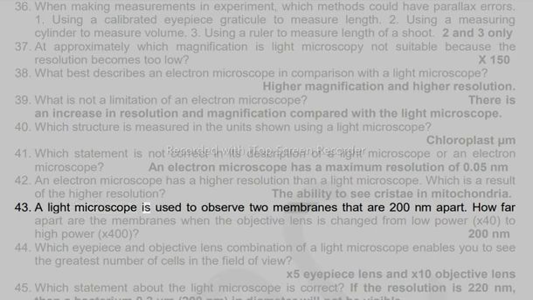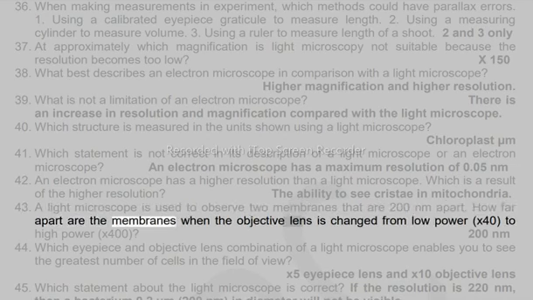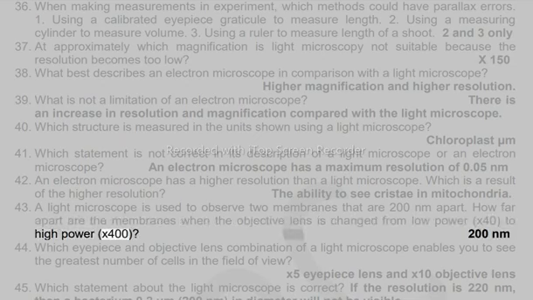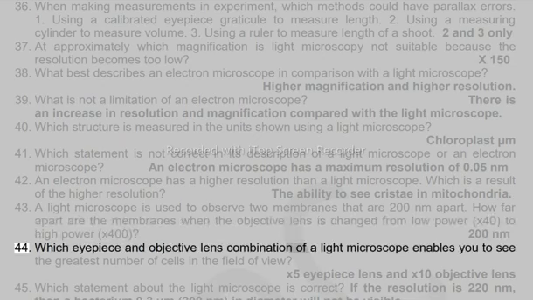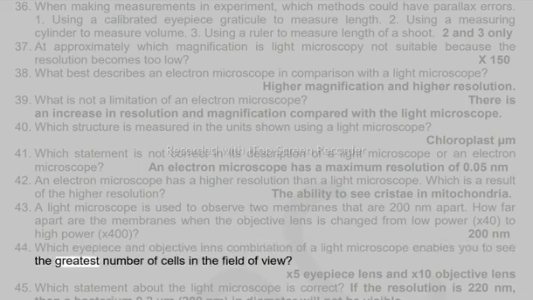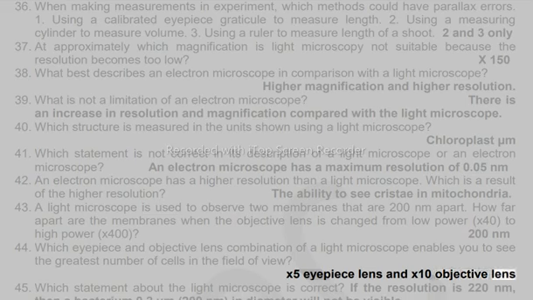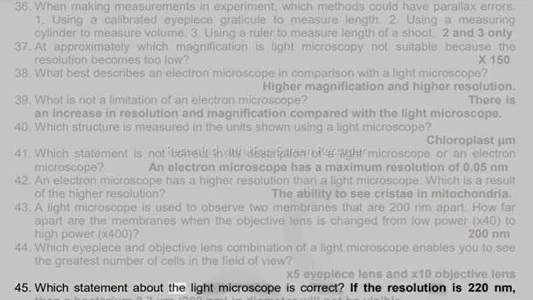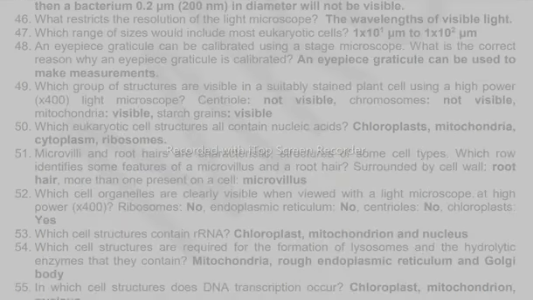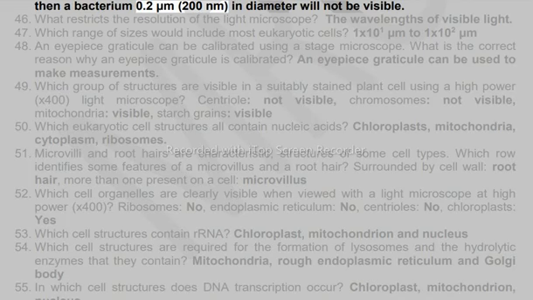43. A light microscope is used to observe two membranes that are 200 nanometers apart. How far apart are the membranes when the objective lens is changed from low power, x40, to high power, x400? 200 nanometers. 44. Which eyepiece and objective lens combination of a light microscope enables you to see the greatest number of cells in the field of view? x5 eyepiece lens and x10 objective lens. 45. Which statement about the light microscope is correct? If the resolution is 220 nanometers, then a bacterium 0.2 micrometers, 200 nanometers, in diameter will not be visible.